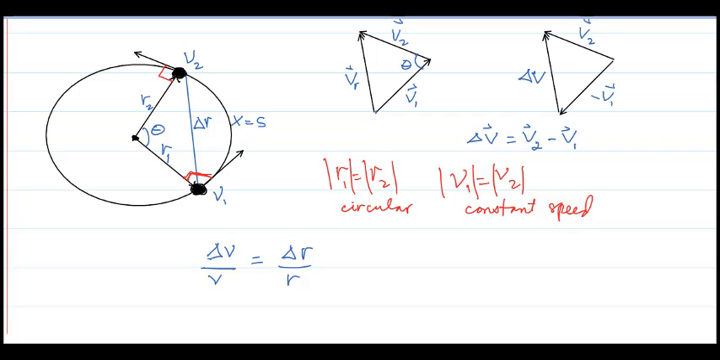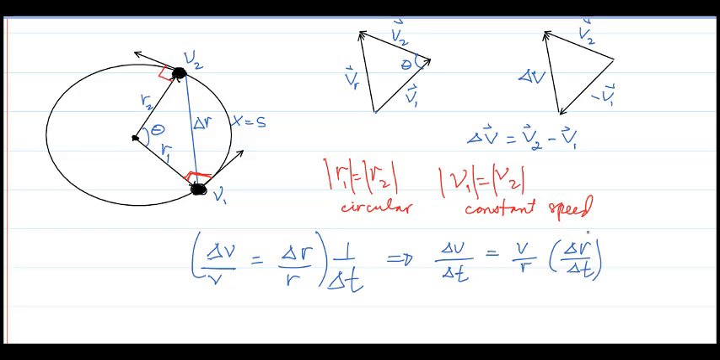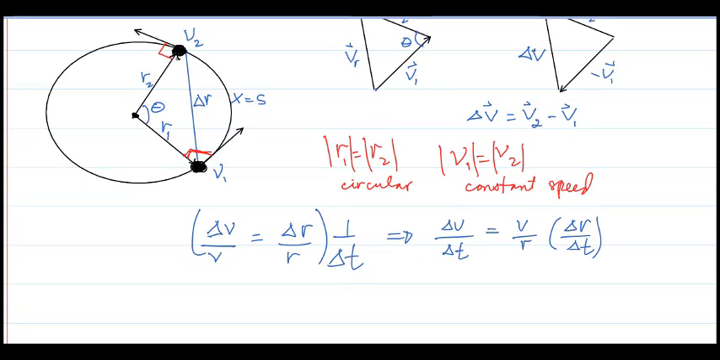Then multiplying both sides by the time elapsed between position 1 and position 2, we have the equation delta V over delta t equal to V over R times delta R over delta t. But if we take the limit of the time, we move the two positions, point 1 and point 2, very close to each other.